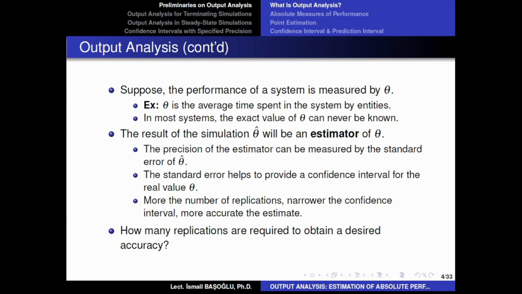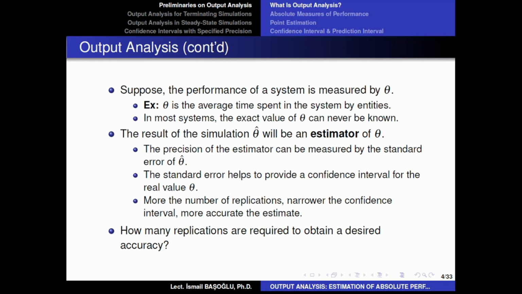So when we calculate the standard error across replications for this performance metric, we can also talk about its precision. How accurate is that value? The standard error helps to provide a confidence interval for the real value of theta. So by calculating theta hat and the standard deviation coming across the replications, we can provide a confidence interval with a certain confidence level, such as 95%. And we can say that with 95% probability, the true theta, the true average time spent in the system, is in this interval with 95% confidence level. But it may not be there as well.